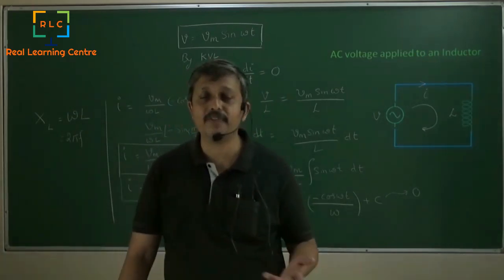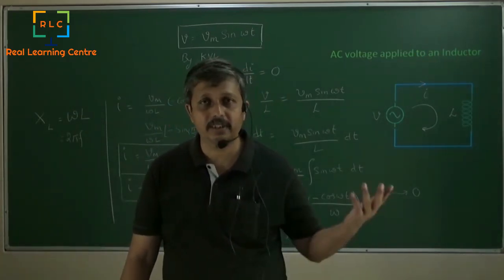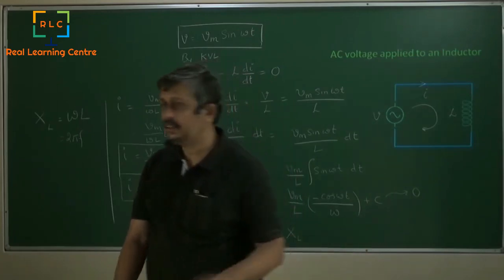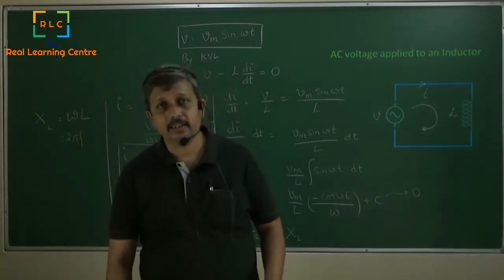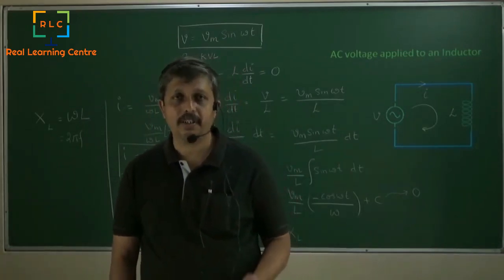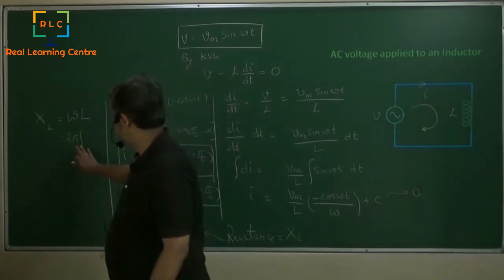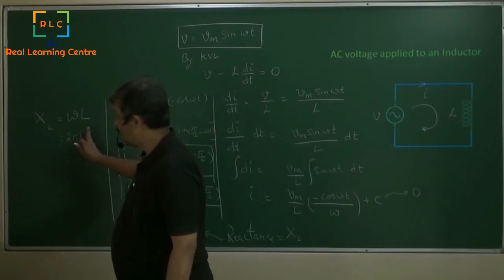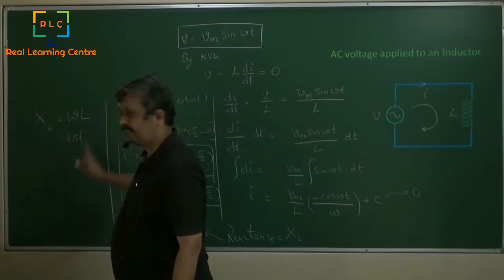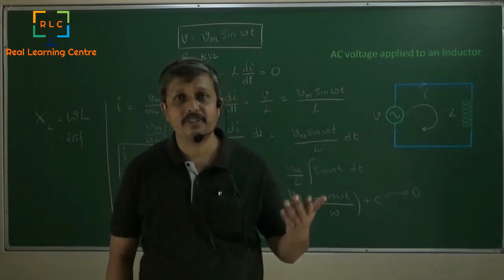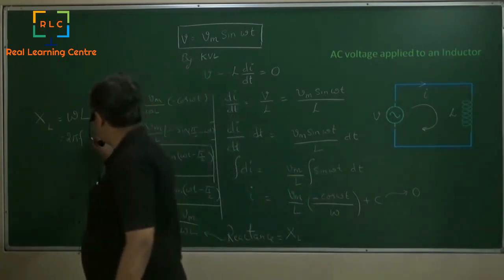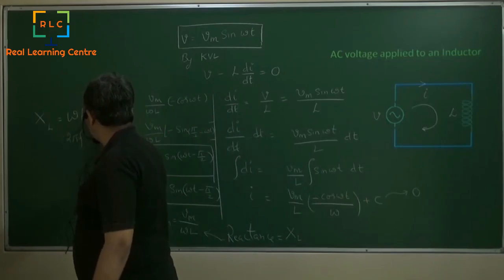Let us say at home you have an AC which is 50 hertz, then omega is nothing but 100 pi, which is 314 point something, multiplied by some millihenries inductor. So you will get the reactance, which is in ohms. Reactance will be in ohms.